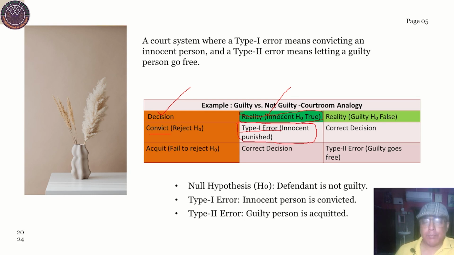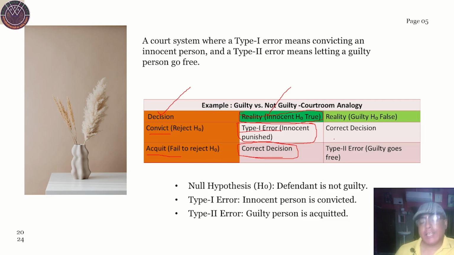Now it may also be that in reality the person is innocent, and the court also does not convict that particular person. That means the court says he is not guilty, so conviction is not there, and that is a correct decision. So here no error is there. In reality he was innocent, and the court also takes the decision that he should be acquitted, so he should be let free. So this is a correct decision.